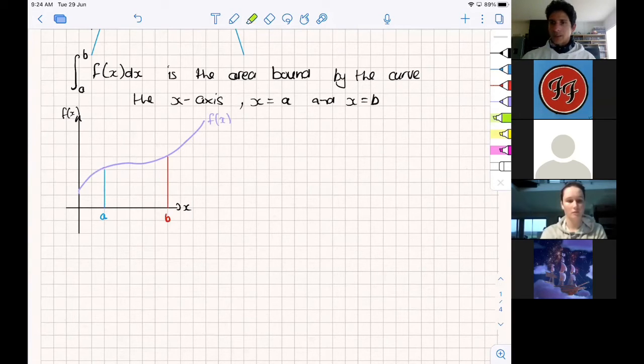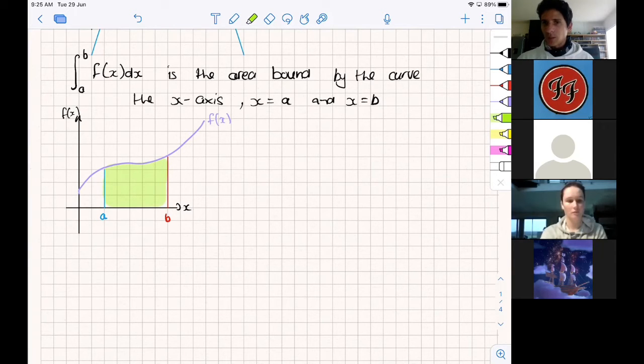The important thing is you can see that this area is bound by the curve, the x equal to a line, the x equal to b line, and the x-axis, right? So it's this area under here that we are talking about, right? And hopefully you can see that this area is bound. In other words, it's controlled by those four things: the x-axis, the x equal to a line, the x equal to b line, and the curve itself, right?